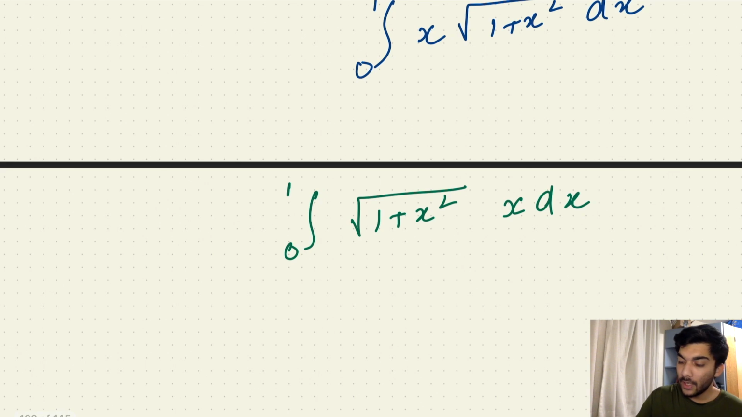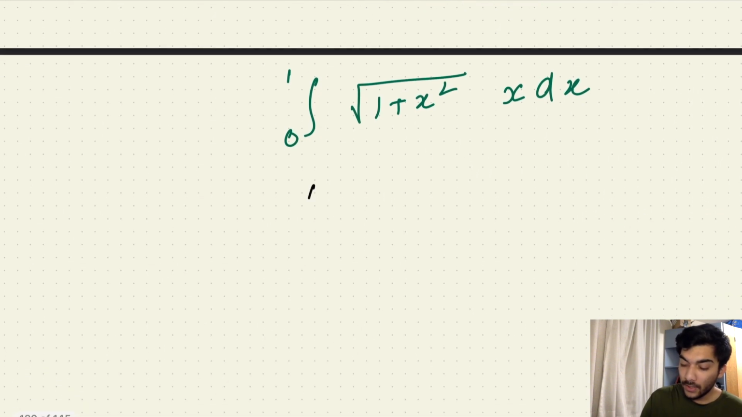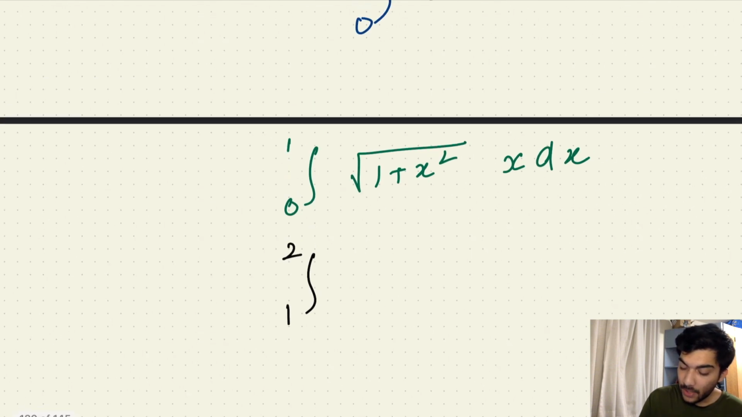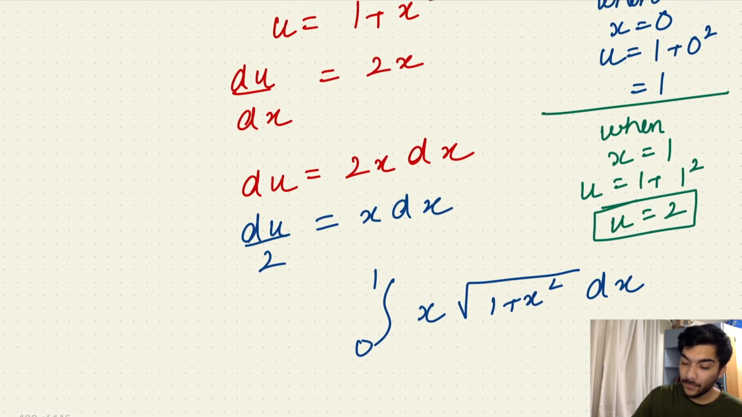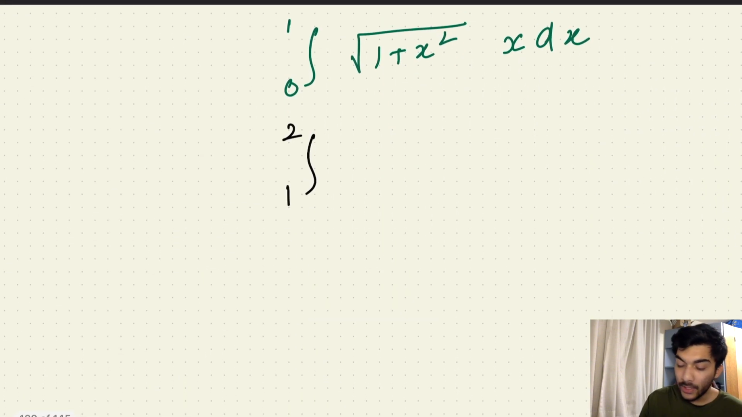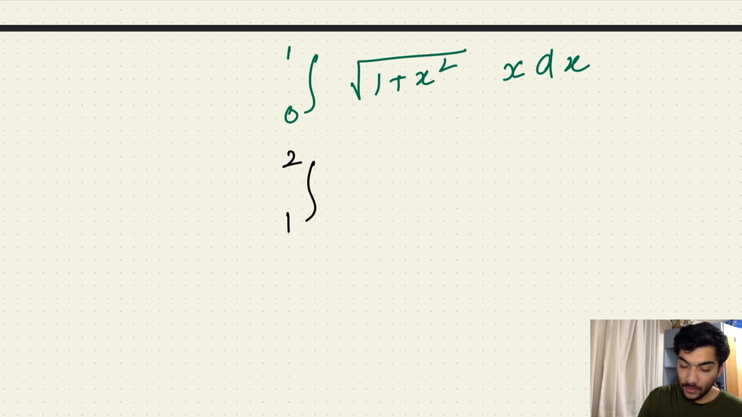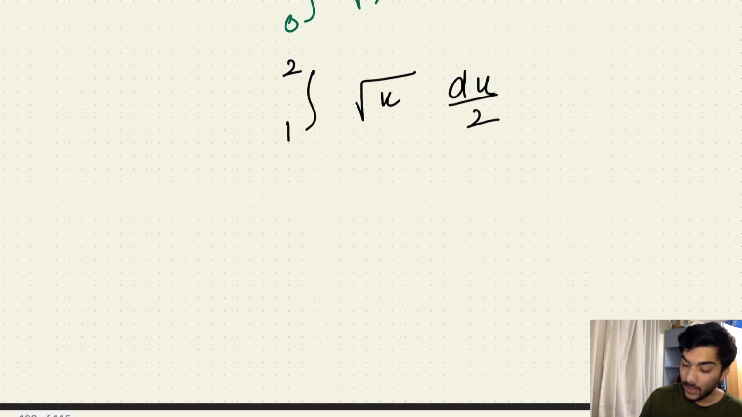So now when converting everything to the u function notation, our endpoints have changed. The lower endpoint is now 1, and the upper endpoint is now 2 in this case, right? We assumed 1 plus x squared to be u, so this would be square root u, and x dx would be du by 2 in this case. So now we can take the 1 by 2 out, so we just have to calculate the integral of u to the power half du, right?